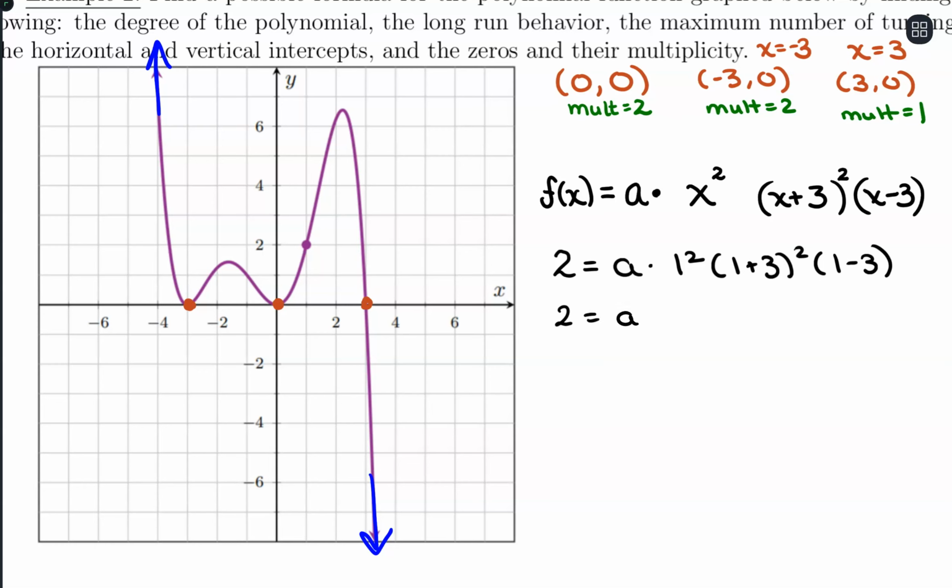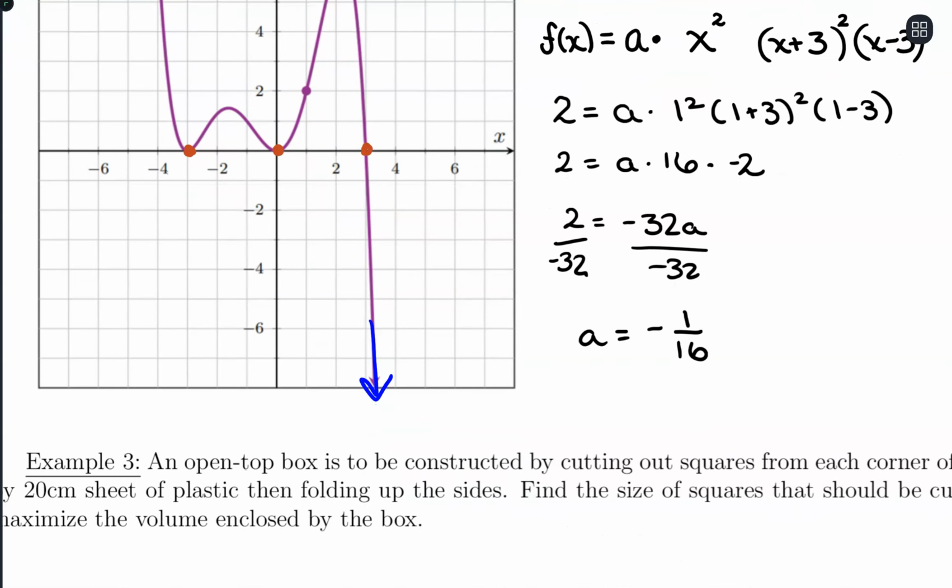So 2 equals a times 1. 1 plus 3 squared would be 4 squared, so 16, times 1 minus 3, which is negative 2. So this is 2 equals negative 32a. And then we'll divide both sides by negative 32. So a is equal to negative 1/16. So my function is negative 1/16 x squared times x plus 3 squared times x minus 3. And then we could put that into Desmos to check our answer if we wanted to.